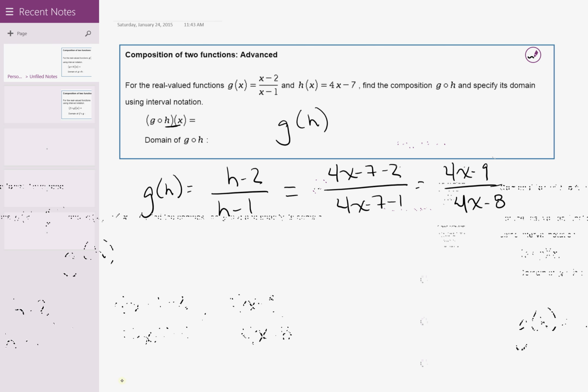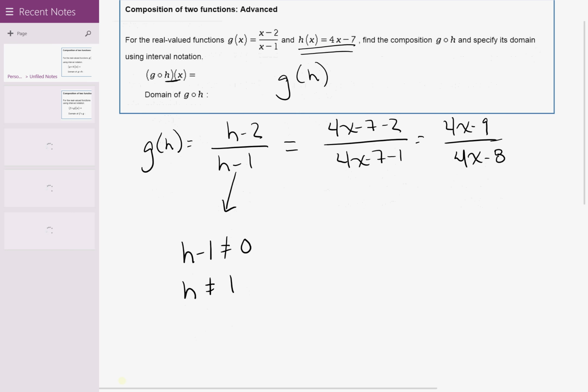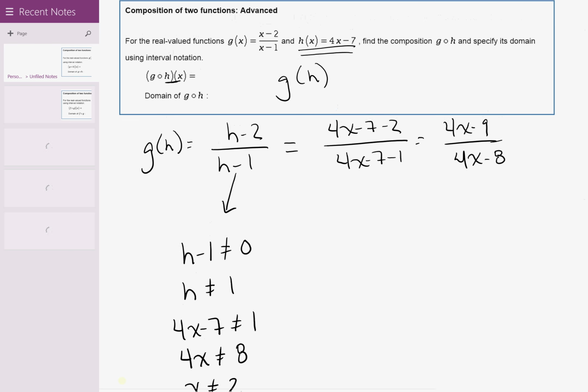Now, h has a domain of all real numbers, so I don't have any problem with that. I need h minus 1 does not equal 0. And so h does not equal 1. So 4x minus 7 does not equal 1. Add 7 to both sides. 4x does not equal 8. Divide by 4. x does not equal 2.